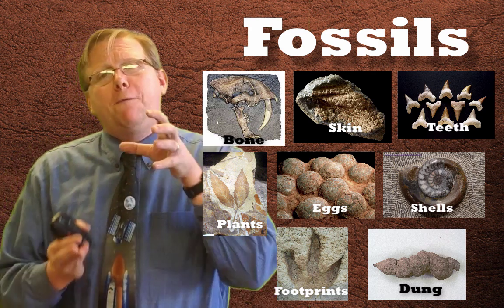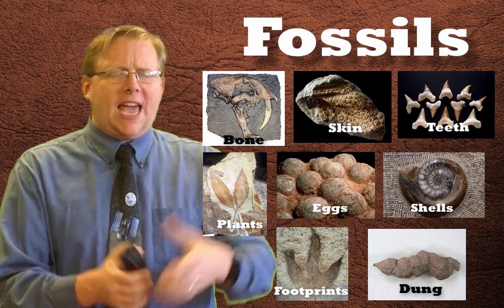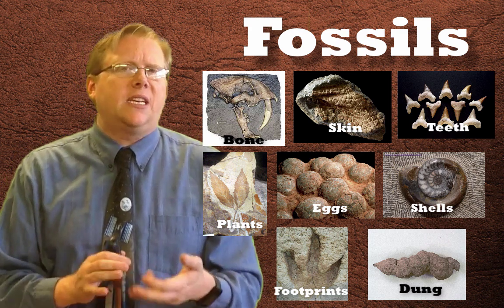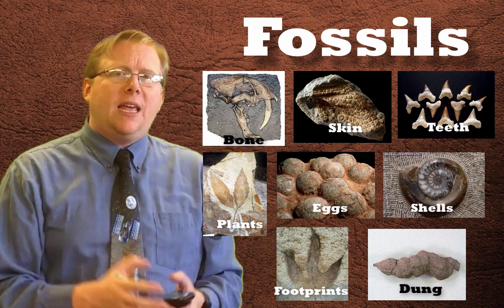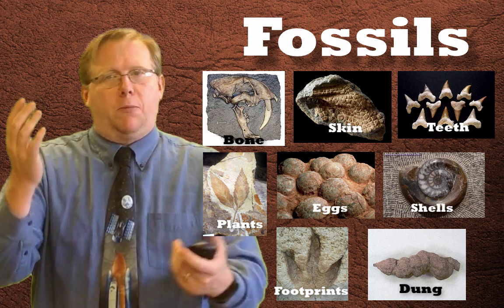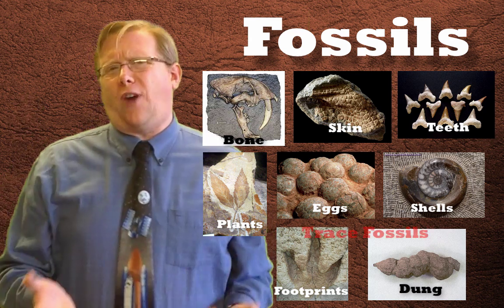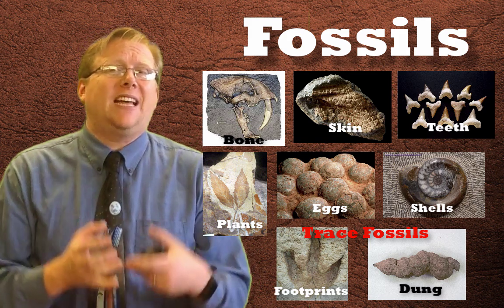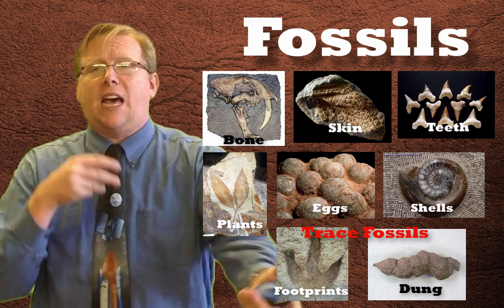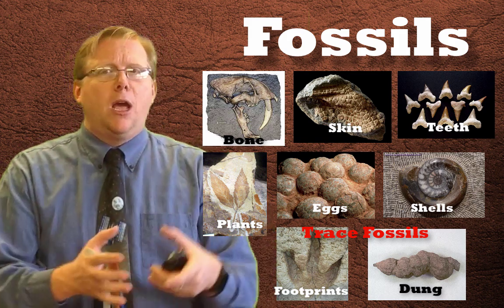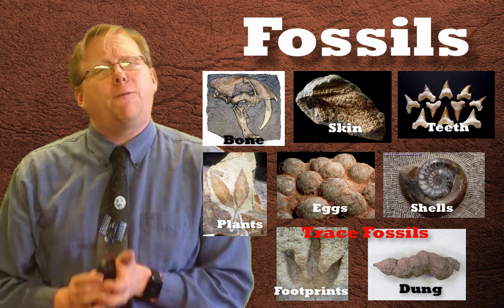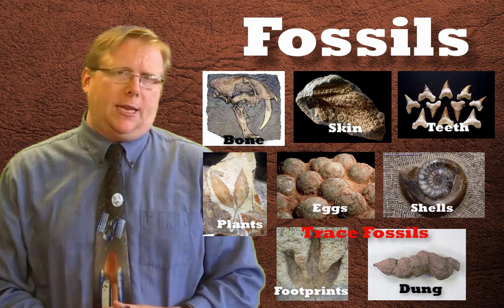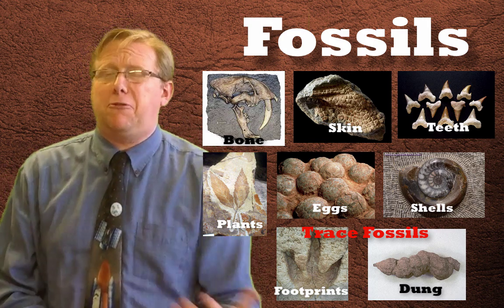In fact, when we find fossils that aren't directly the animal, so it's not the bone, the skin, the teeth, or a plant, or even an egg or shell, like footprints, we call those trace fossils. And even those fossils can tell us a lot about an animal. They can tell us how the animal behaved and acted, compared to maybe a bone, which would just show us what they looked like. So a fossil could be any form of evidence, and like I said, there's a ton of different types of them.